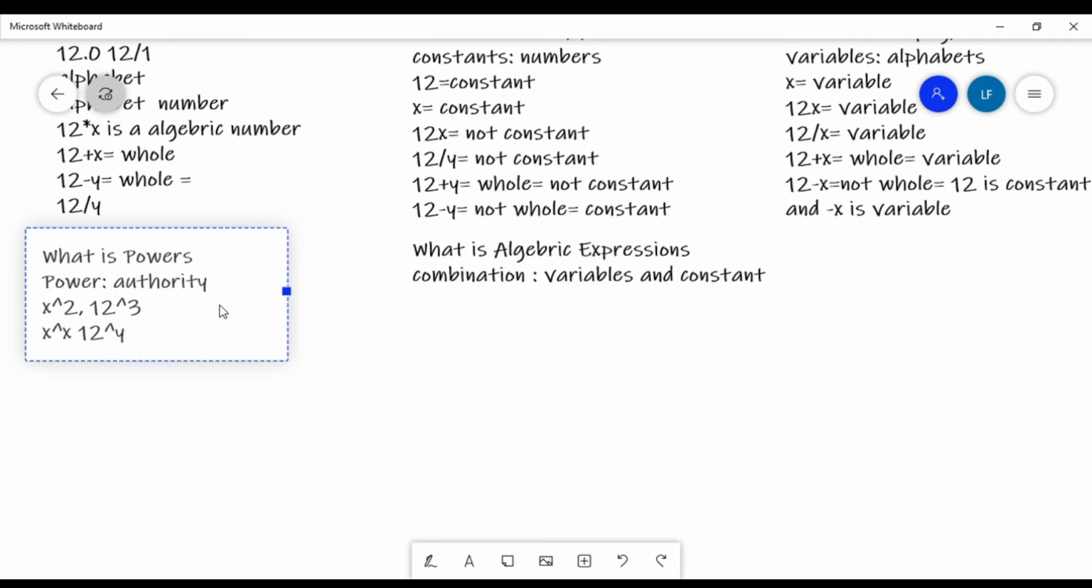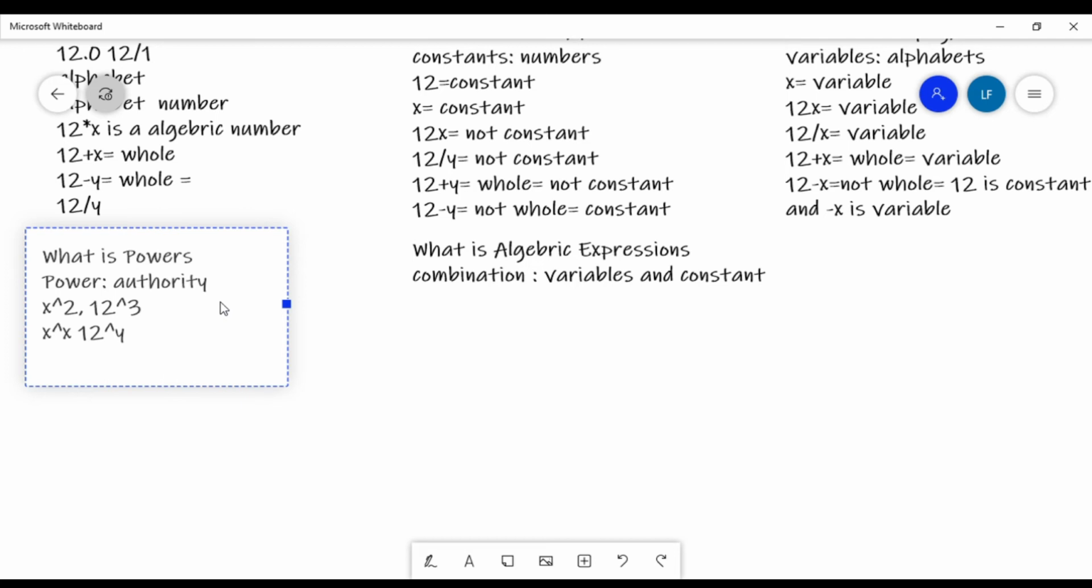So we can say that 12 has a power, but the power is not defined, and the power can equal 2, it can equal 7, or it can equal x minus 1, where x can be 83. So the power would equal 82. That is known as a power.